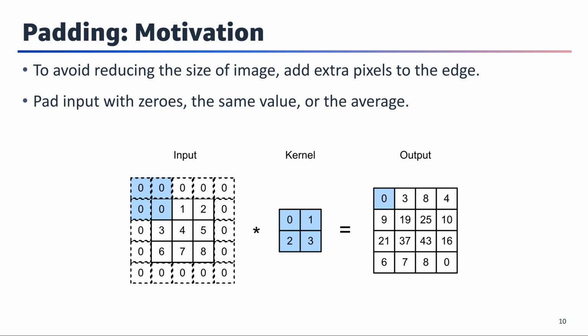Padding addresses this issue by adding extra pixels to the edges of the image, which ensures that the edge pixels are processed in the same way as the central pixels. Padding can be done in different ways, such as adding zeros or replicating the edge pixels, and the amount of padding can vary depending on the size of the filter and the desired output dimensions. By using padding, it's possible to preserve the spatial dimensions of the input image, which can lead to better performance in image classification, object detection, and other computer vision tasks.